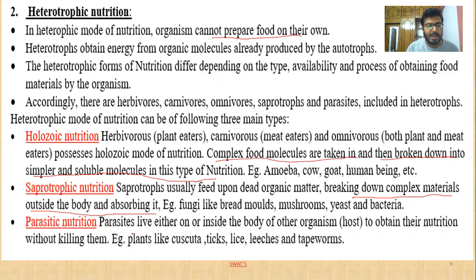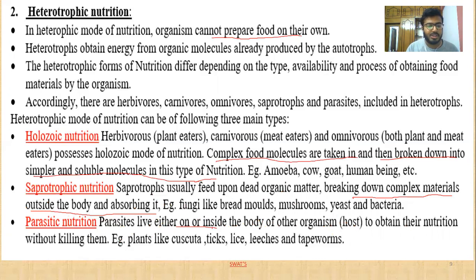Now the next one is parasitic nutrition. Parasites live either on or inside the body. Parasites are dependent. Okay, किसी प्लांट के ऊपर या एनिमल के ऊपर जो ठहर जाता है उसको पैरासाइट्स बोलते हैं. Parasites live either on or inside, यानी बॉडी के ऊपर या बॉडी के अंदर, either on or inside the body of the other organism, that is the host.